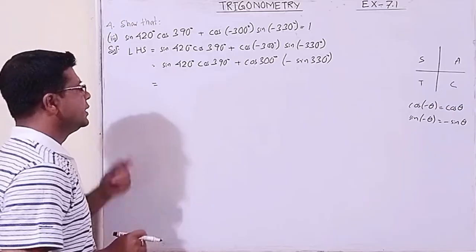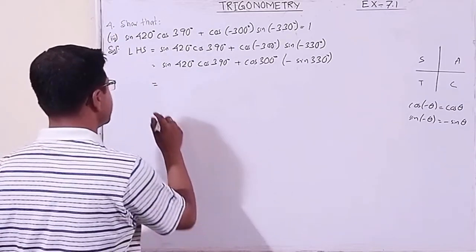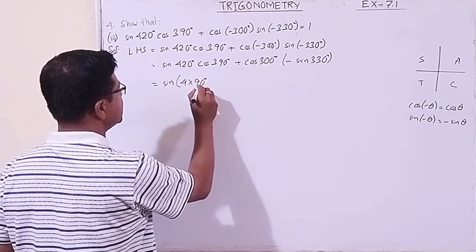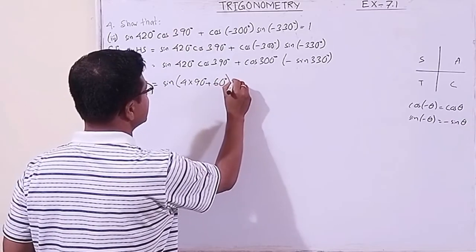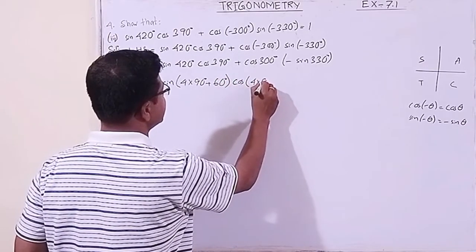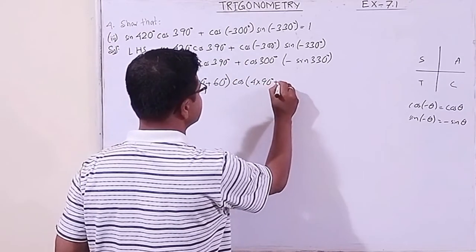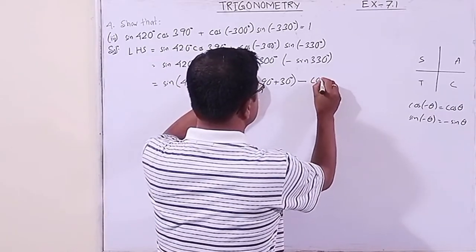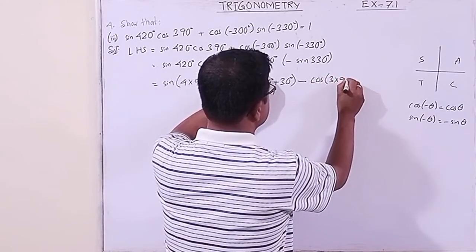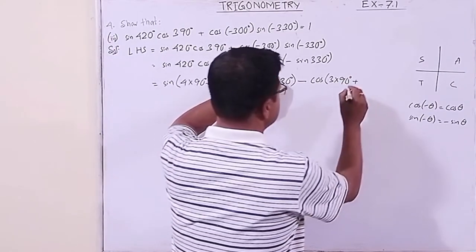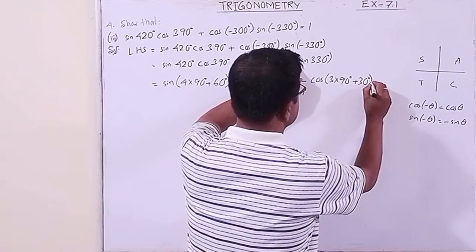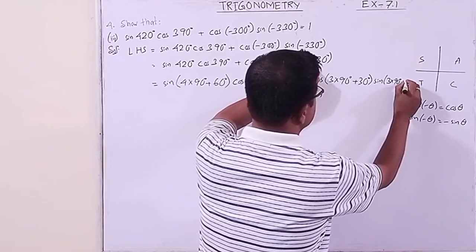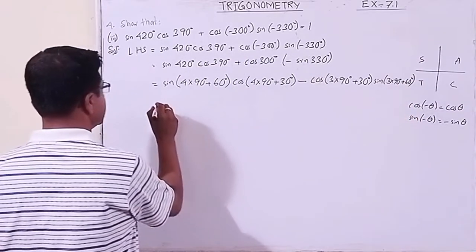Now let us simplify the angle. Okay, we will try to convert into the acute angles. So sine, this is 4 into 90, 360 plus 60, cos 4 into 90, 360 plus 30, isn't it? Then plus minus minus cos 3 into 90, 270 plus 30. Then sine 3 into 90 degree, 270 plus 60 degree. Got it? Okay.